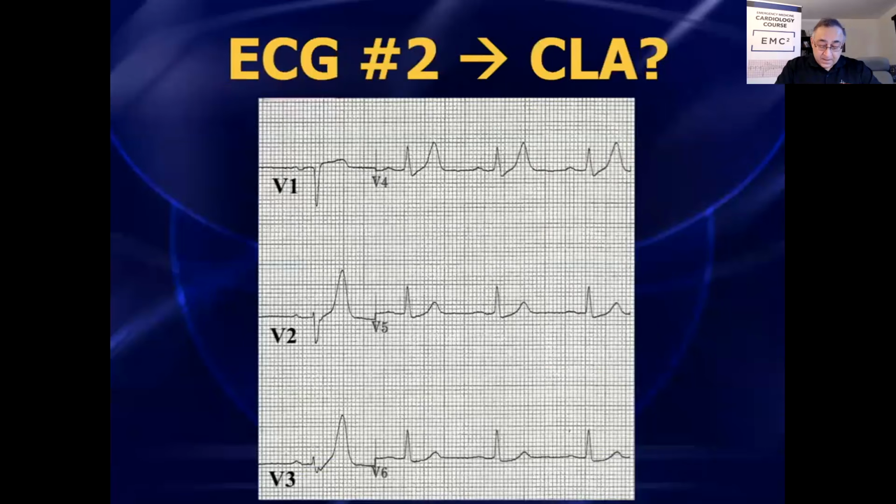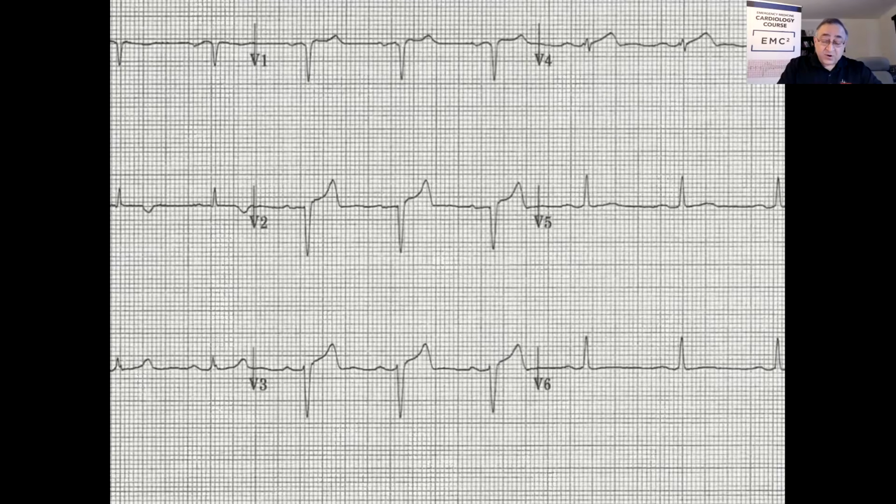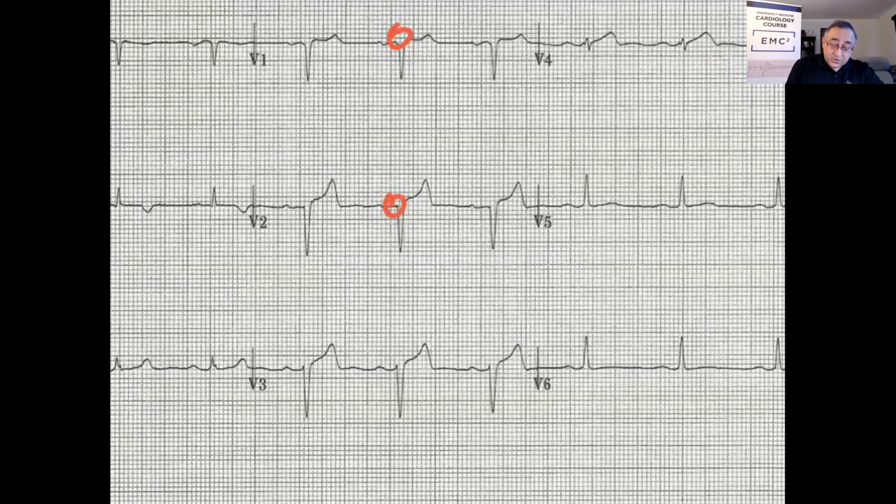All right. And so what ends up happening, they end up trying to activate the cath lab. Cardiology pushes back and says no. So then a little while later, they get a third EKG. And now you're starting to lose your R waves. In other words, you're developing Q waves, V1, V2, V3. There's also a little bit of ST segment elevation.